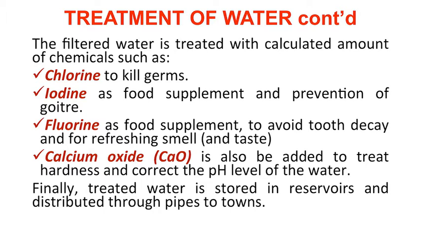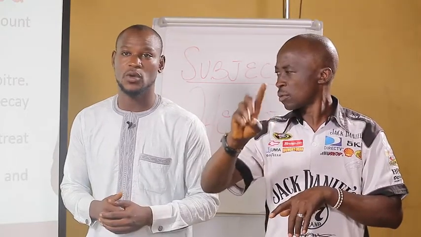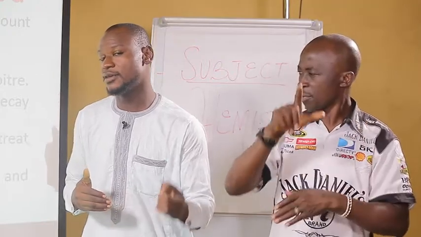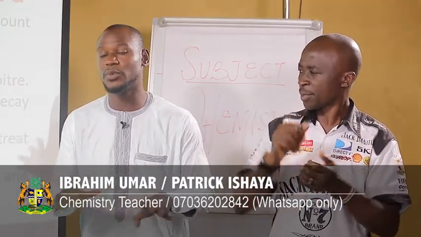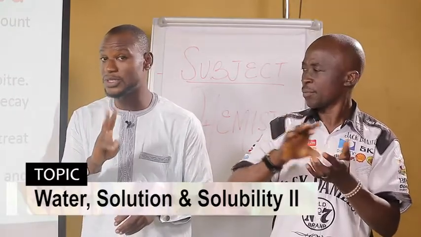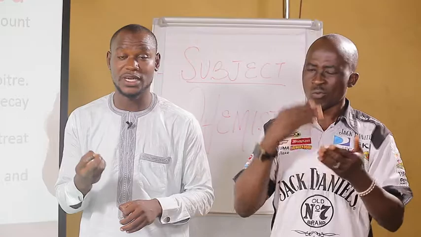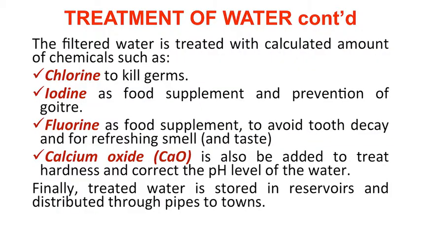And then also we add calcium oxide, the process we call liming. This liming can take place in 2 ways. We have what we call pre-liming, that is, it is added in the coagulation process, and sometimes we also add it at the end when the water is properly treated. And this has 2 important functions. Number 1, it is added to correct the hardness of the water. And then secondly, it will give it a correct pH, because water should be in alkaline medium for a proper consumption.